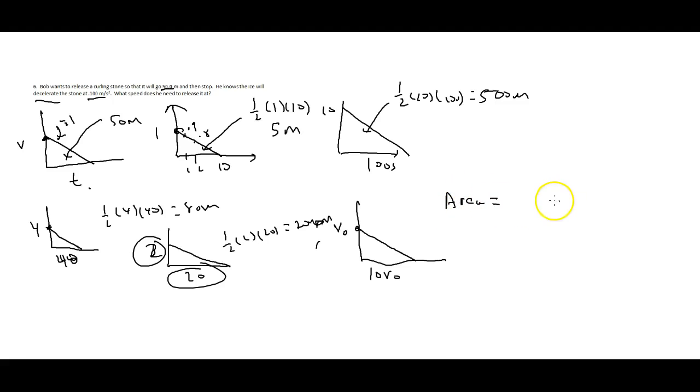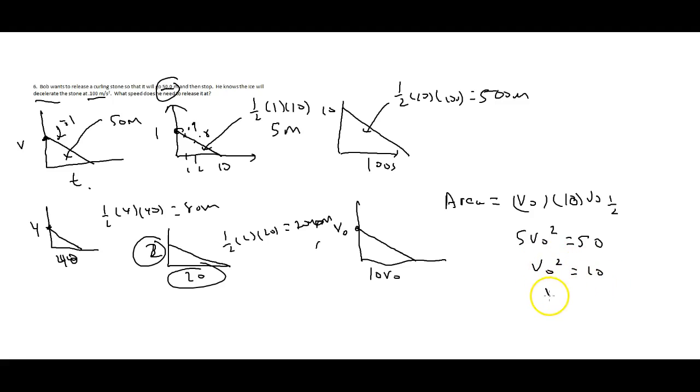So this is going to end up being 10 times V naught, which means the area is going to be equal to V naught times 10 V naught times 1/2, because it's a triangle, right? And if that's the case, then 5 V naught squared would be equal to the area. And I want the area to be equal to how far it goes. We want it to go 50 meters. So I set it equal to 50, and I get V naught squared equals 10.